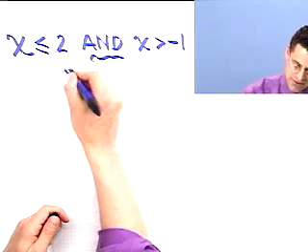Okay? In some sense, you can think of it as like the intersection. Where does this answer intersect with this answer? That intersection is where they both happen at the same time. So a lot of times, you should think of and as intersection.